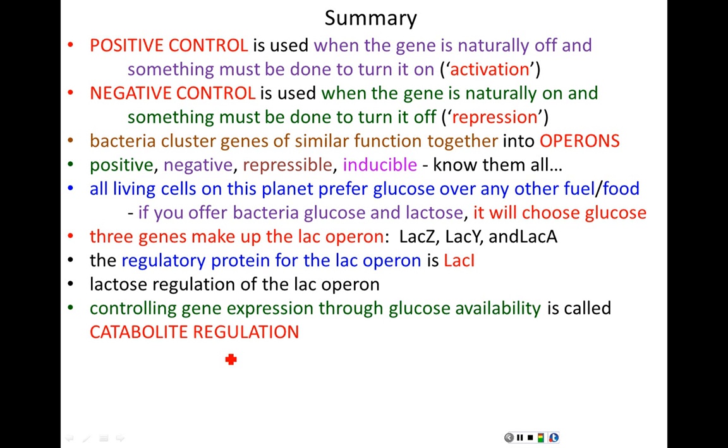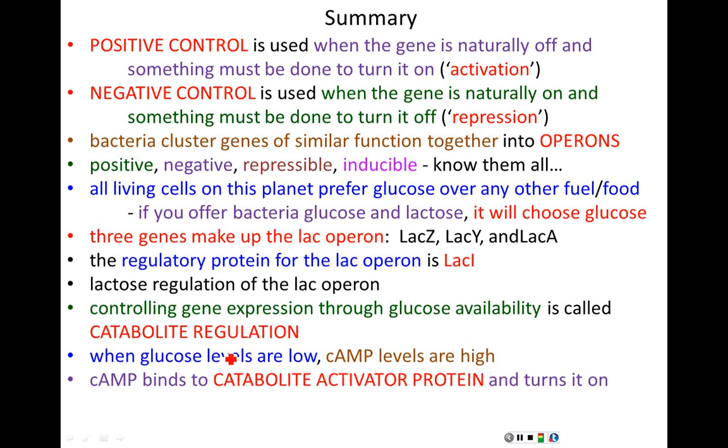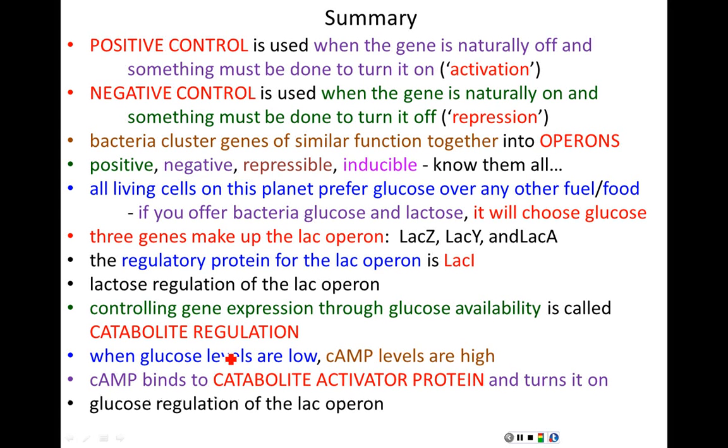But we wanted this choice. We wanted glucose involved. And so we had to talk about catabolite regulation, which is the controlling of gene expression through glucose availability. We made the point that when glucose levels are low, this is a stress to the cell, so cyclic AMP levels climb on that trigger. We see high levels of cyclic AMP when glucose levels are low. Cyclic AMP binds to this CAP protein, catabolite activator protein. When cyclic AMP binds to CAP, it turns CAP on. And CAP, when turned on, binds to the Lac-Operon promoter and assists RNA polymerase binding.